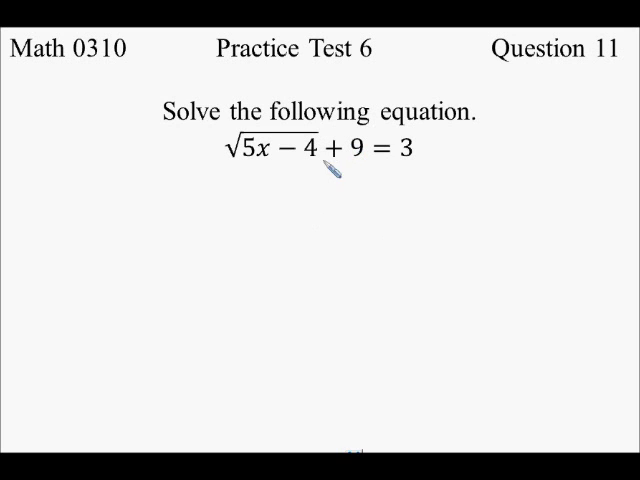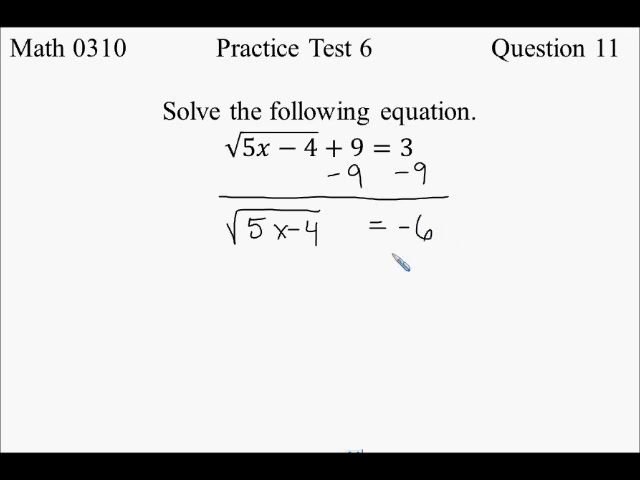So we want to get rid of the plus 9 from this side. The first thing we're going to do is subtract 9 from that side. So we must subtract 9 from this side as well. And so here we're going to get the square root of 5x minus 4 equals, and here we get 3 minus 9 is negative 6. Okay, now in the previous one, we would say, well, we could square both sides, right, to get rid of the radical, which is what we did before, and then see what we get.